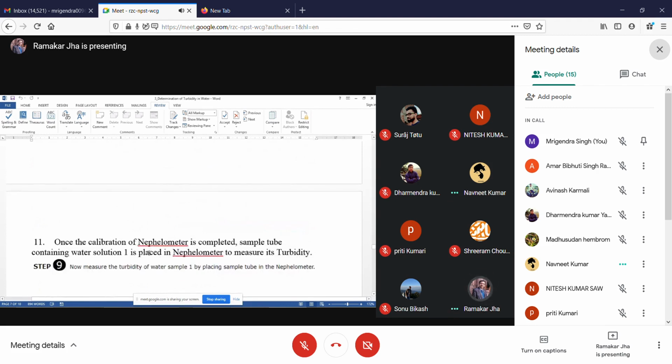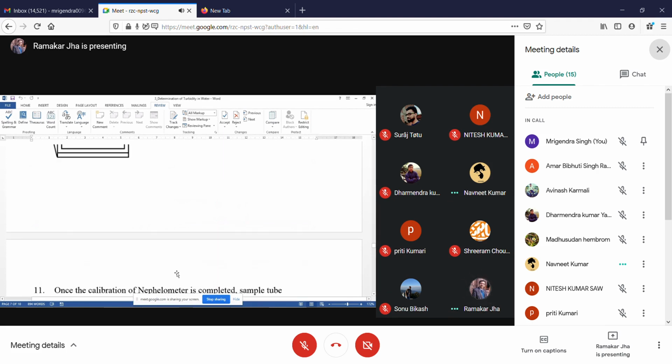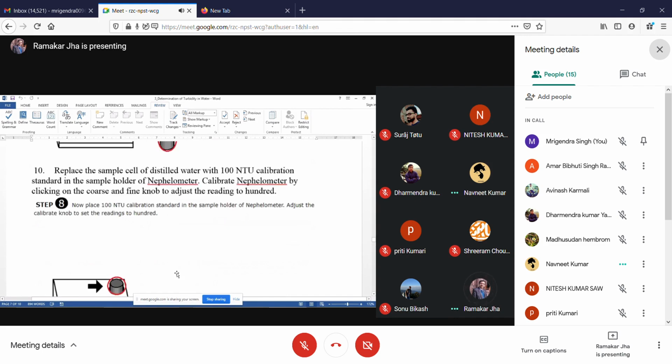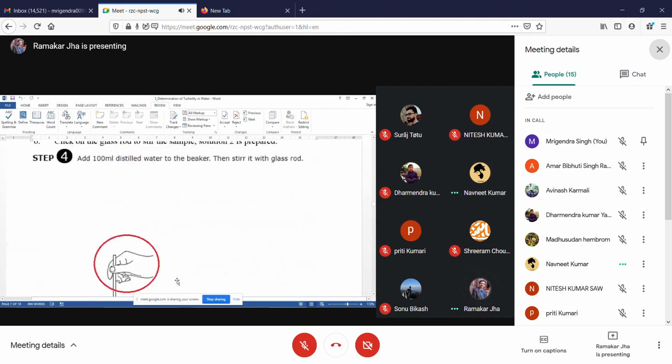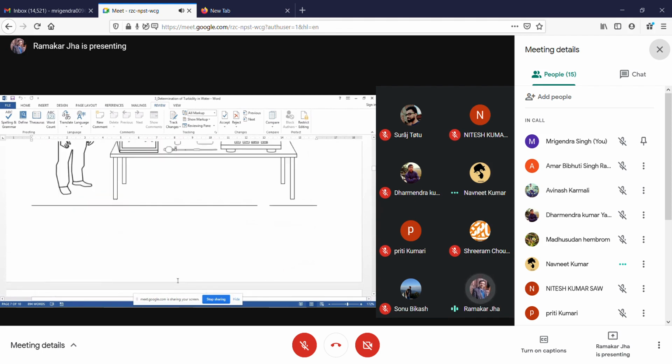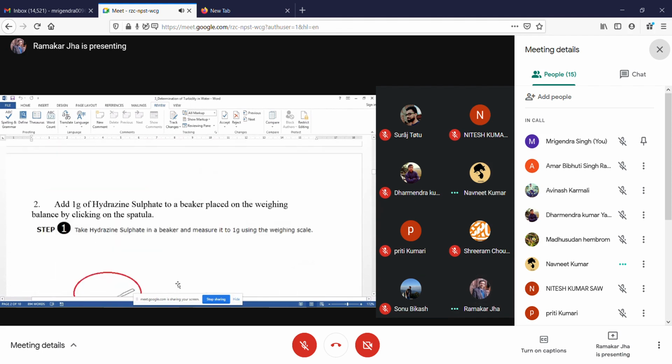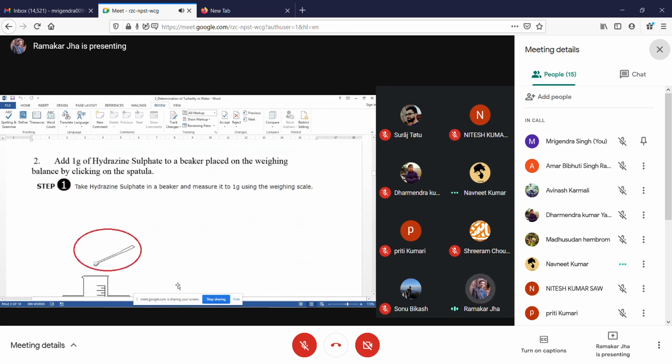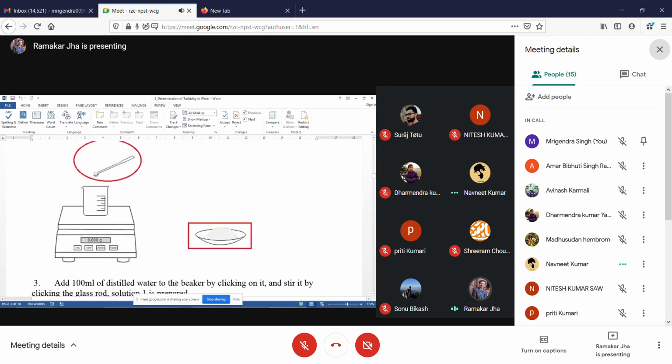But before we use the nephelometer, we have to calibrate. And I will repeat it again. I will repeat the experiment again so that it is better understood by you. One is, in one bottle, we take the hydrazine sulfate, 1 gram, and we mix it with the 10 gram of distilled water.